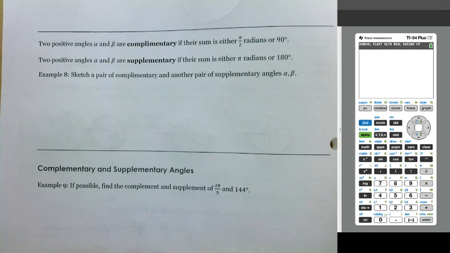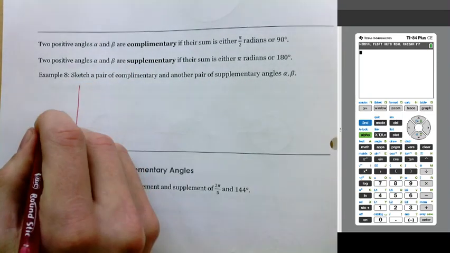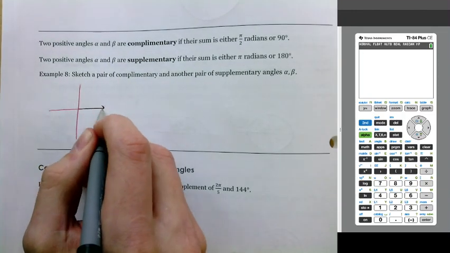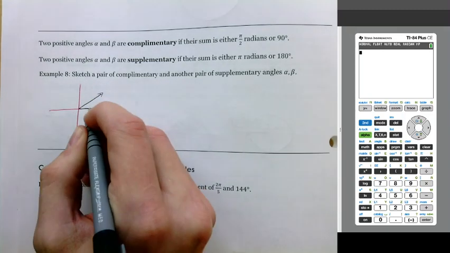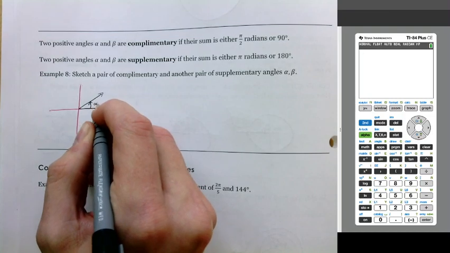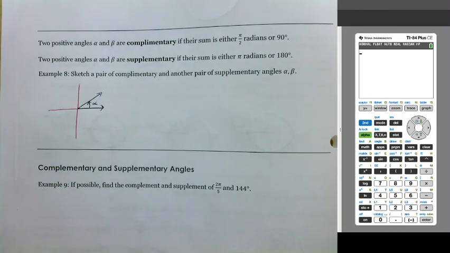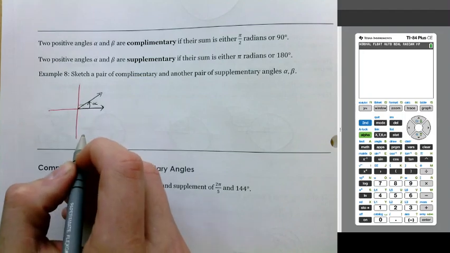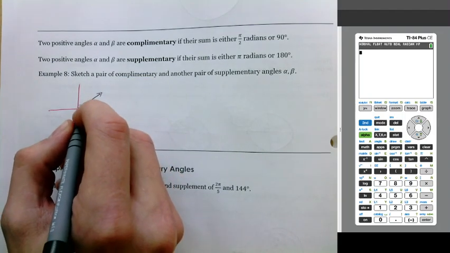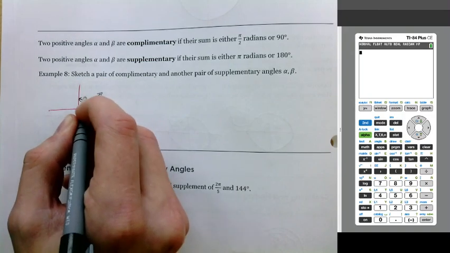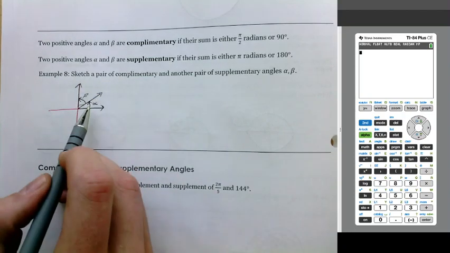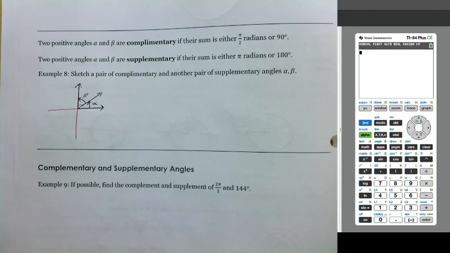Let's start with the complementary angles. So let's start on our xy plane, because we're going to be working with angles in standard position now. Let's say our alpha here is this angle. Where do you think beta would have to be? Remember, they have to add up to 90 degrees, or pi over 2 radians, which means they have to add up to this right angle here. So in order to make these angles complementary, I need beta to be right here, from here to the y-axis, because now if I add up alpha and beta, I get that 90 degrees.